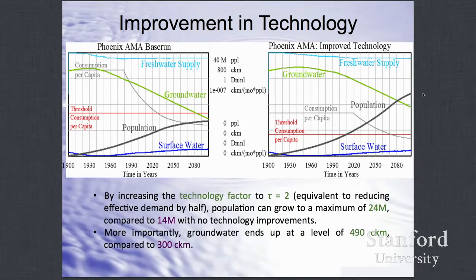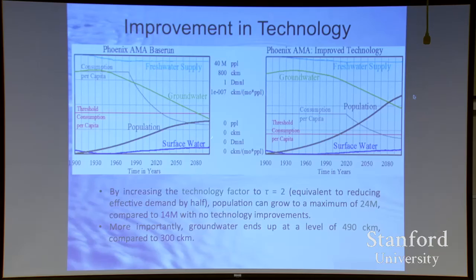Then we look at technology, going back to your question about technology. And this is technology in dispensing. So essentially, for example, going from flood irrigation to drip irrigation, so less consumption of water, or going from regular shower heads to conserving shower heads. With improving the technology factor, we can look at these differences. So groundwater goes from 300 to 490, which is still much higher, but not as high as with recycling. And population goes to about the same level of about 24 million. So technology definitely can increase the carrying capacity if it's not overcompensated by increased consumption.